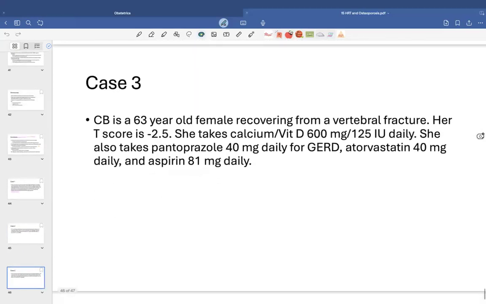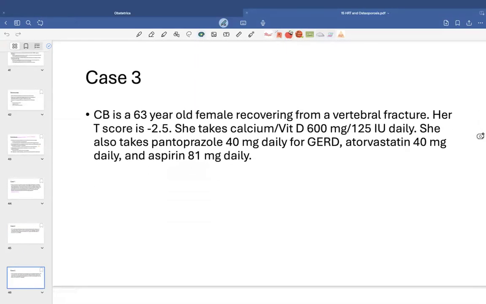Finally, we have a 63-year-old female. She's recovering from a vertebral fracture and has a T-score of -5. She is already on calcium and vitamin D and takes pantoprazole for GERD, atorvastatin for lipids, and baby aspirin for cardiovascular prophylaxis. So what do we do in this case?